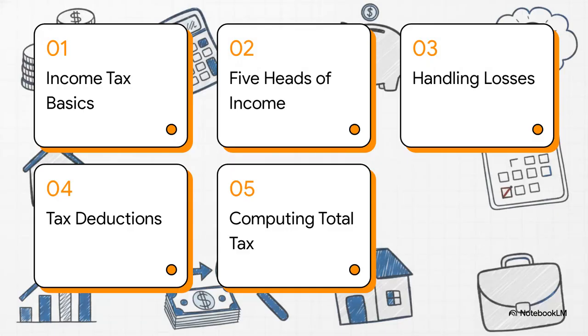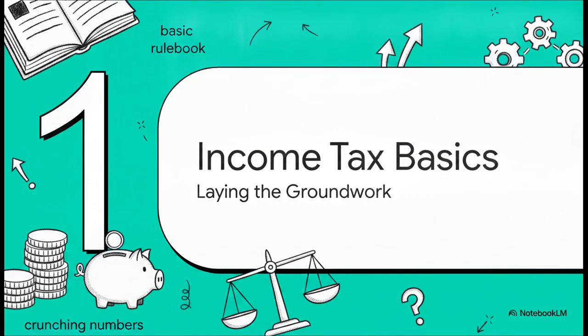Here's the roadmap for today's Explainer. We'll hit income tax basics, then the 5 heads of income, handling losses and set-offs, deductions, which is how you save your money, and finally, computing your total tax. All right, part 1, Income Tax Basics Explained, laying the groundwork.